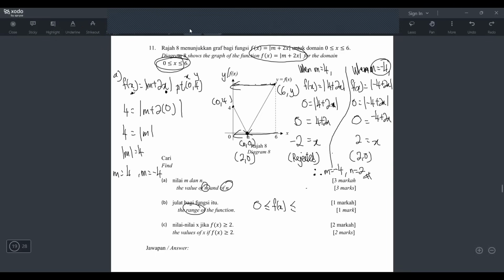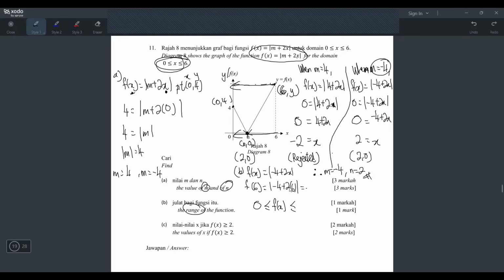So how? Okay, you can find it very easily because you already know your m. So I'm going to erase here. For part B, in order to know this point, you just have to substitute 6 into the equation, right? What is your function just now? f(x) equals |m + 2x|, and we already know m has to be -4. Now I just substitute x with 6, so it becomes f(6) equals modulus of -4 plus 2 times 6.